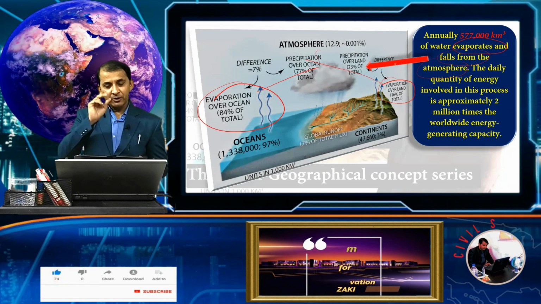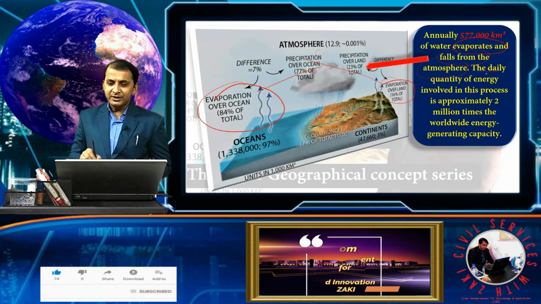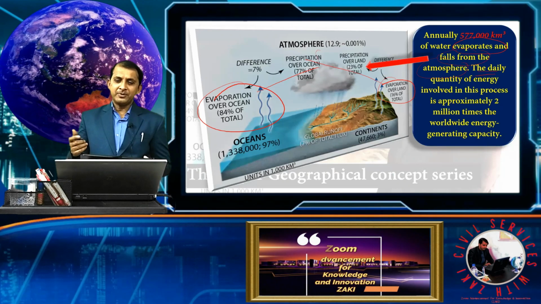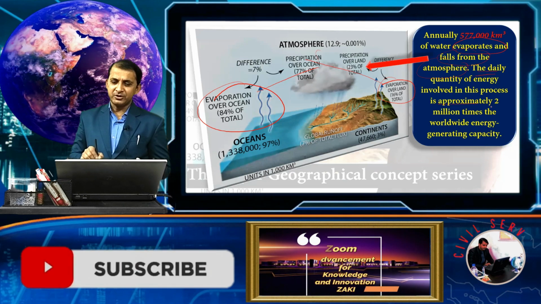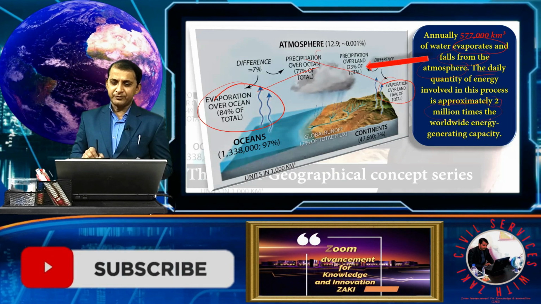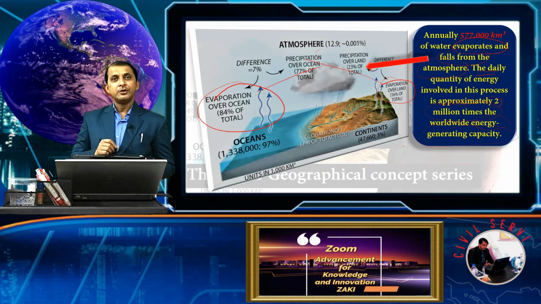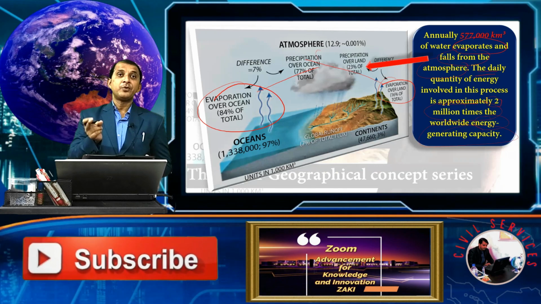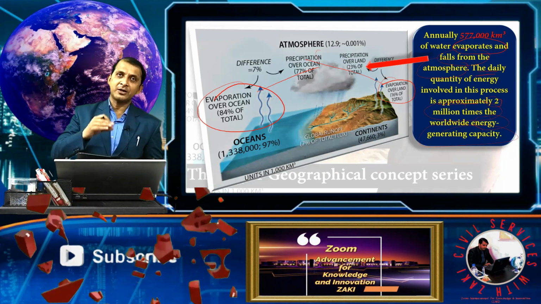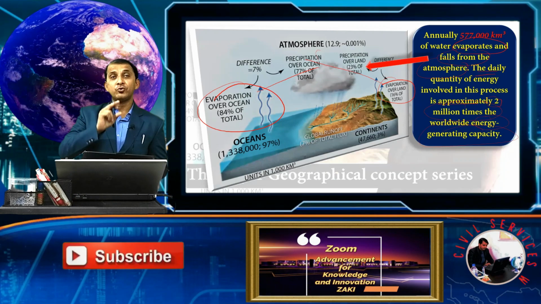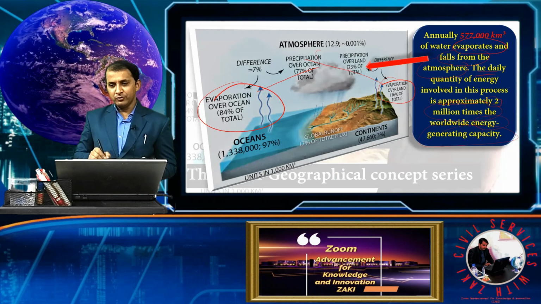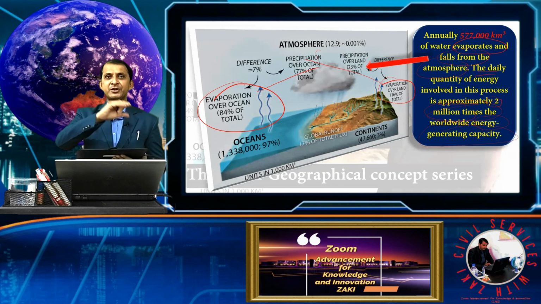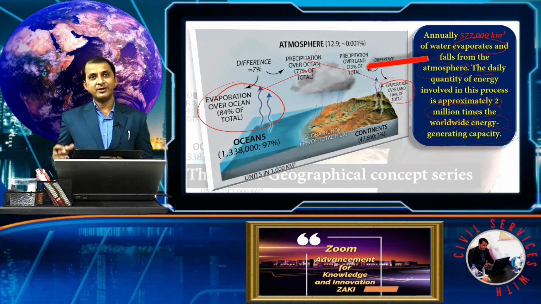577,000 cubic kilometers. The daily quantity of energy involved in this evaporation and precipitation process is approximately 2 million times the worldwide energy generation capacity. The energy consumed in this phenomenon is about 2 million times greater than all the energy generated on the surface of the earth. That is the energy required to drive evaporation and precipitation. So see how much energy.